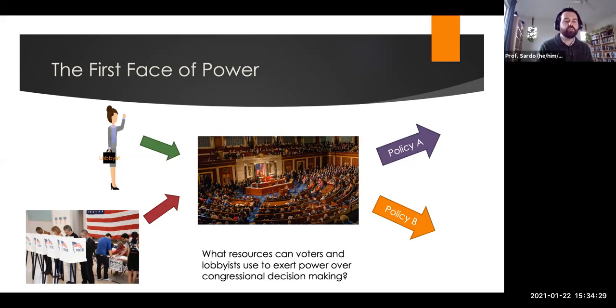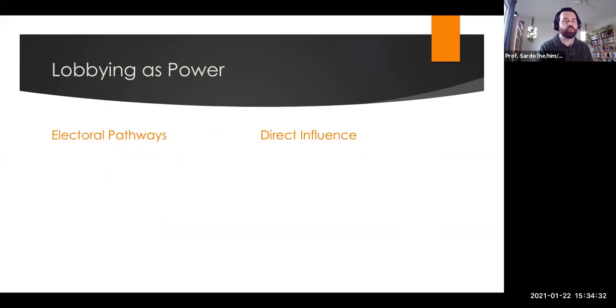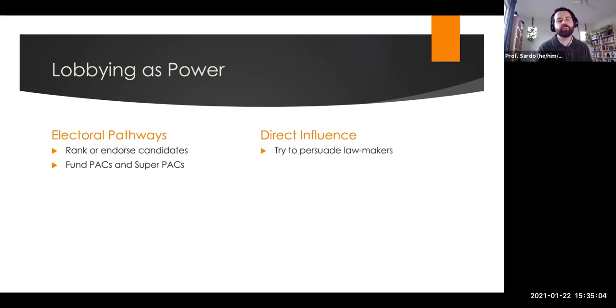So what resources can lobbyists use to exert power over congressional decision-making? Well, they can try to influence elections. They can rank and endorse candidates. When the NRA gives candidates an A+ or an F rating to their members, they're making it easier for people to vote. They can fund political action committees and super PACs to either directly fund campaigns or provide soft money to issue areas that are not technically funding campaigns, but still really are funding campaigns. Or they can try to directly persuade lawmakers.